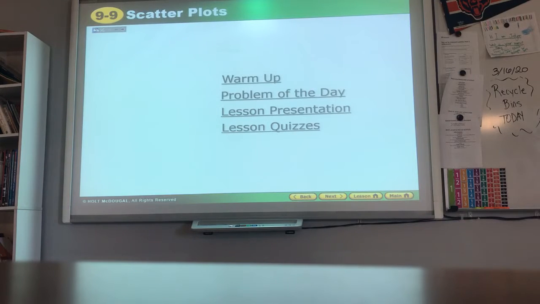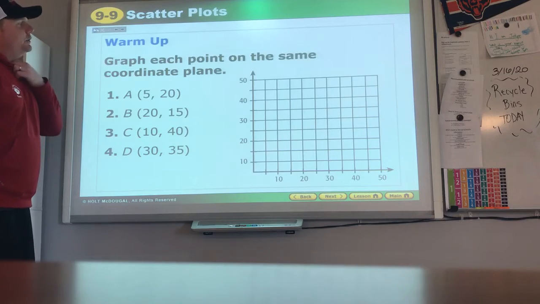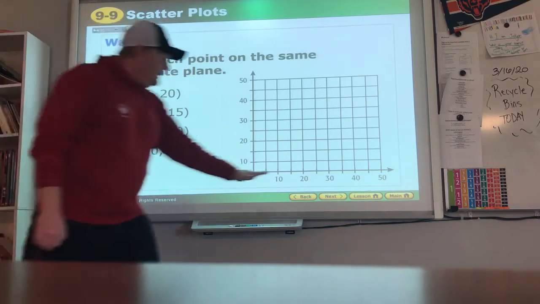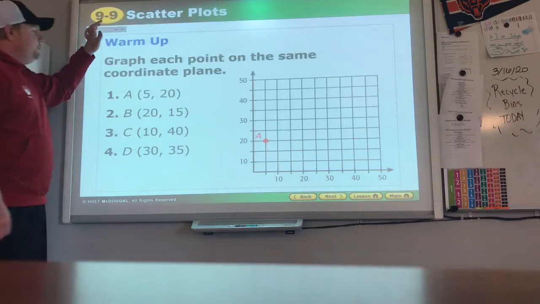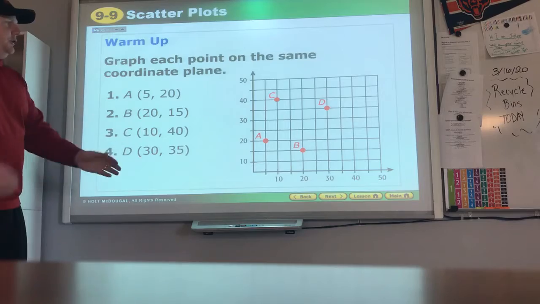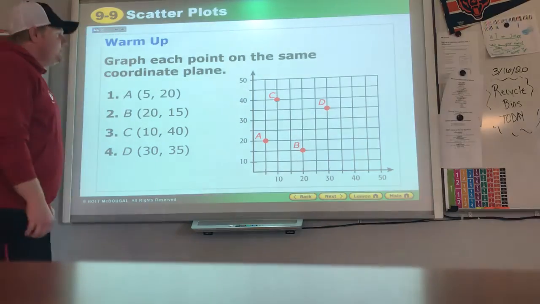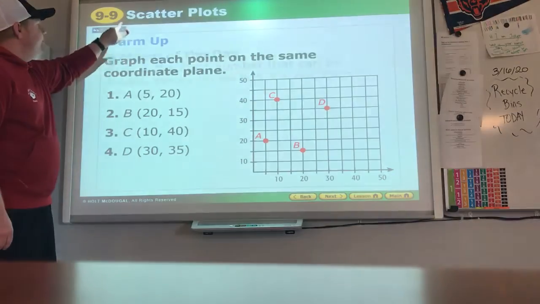8th grade, scatter plots. Not overly difficult, but you'll see what it's about. Now, we want to work on graphing these points. You know how to do that? X then Y, so your x-axis, your y-axis. You can put the point at 5,20, at 20,15, at 10,40, at 30,50. With that, that's going to help us with scatter plots today. It's like making a line graph, but your dots are not going to line up.